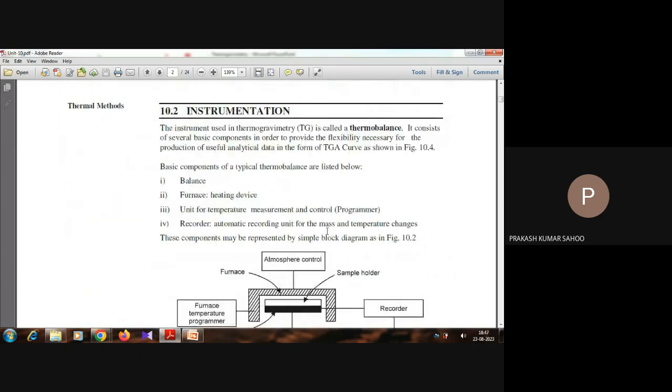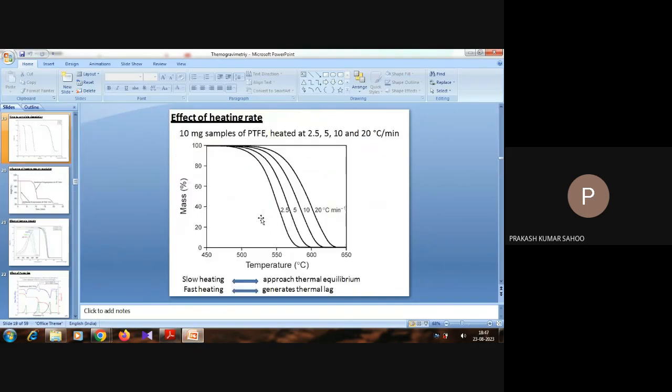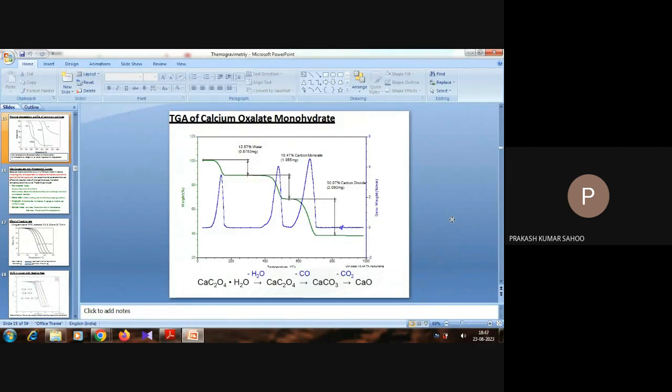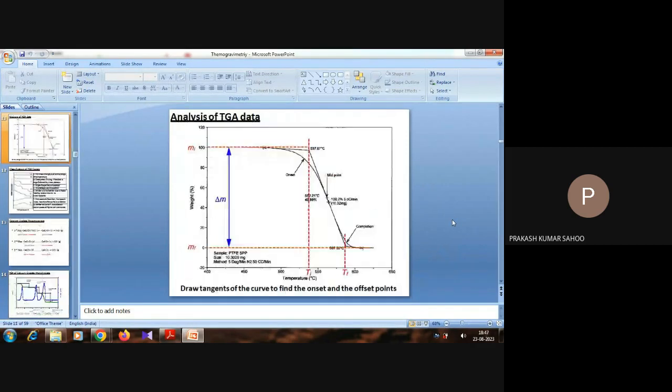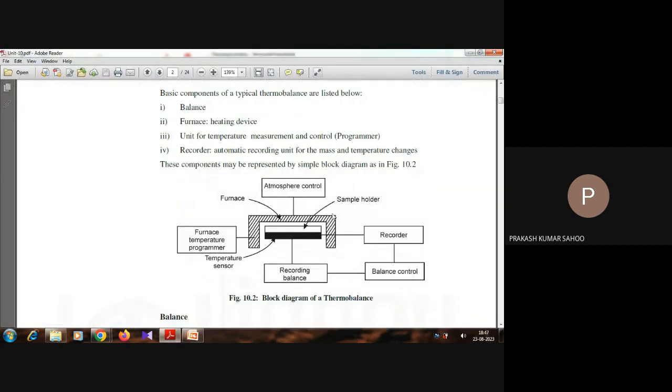Okay. So this is the instrumentation. This is the thermobalance. We have the sample holder here. This is the furnace or the coil. The 3D diagram is also here, which I have already shown to you. Yes, this one. This is the coil. This is the sample holder. This is the coil or the furnace.